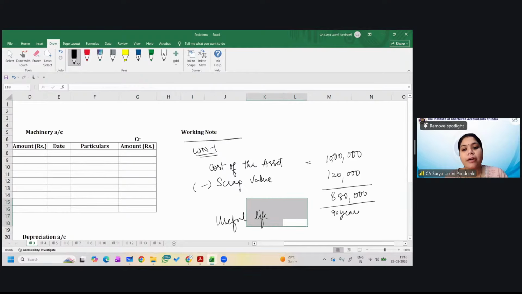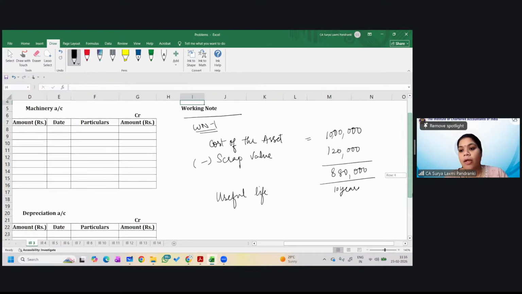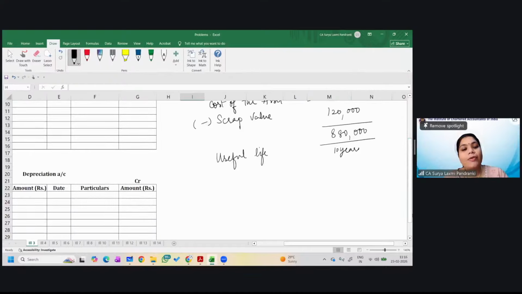And the useful life given here is 10 years. Now, we can't directly take 8,80,000 by 10. Why? Because that is straight line method. But here they're not asking us to do the straight line method, right? So which method you will have to follow here? Sum of digits method. You will have to take that format, whatever we have done.